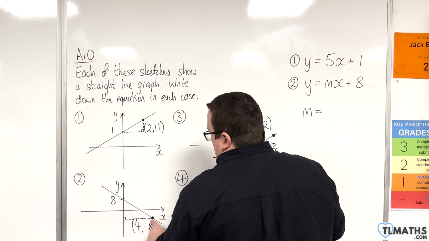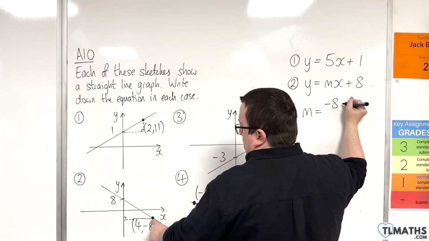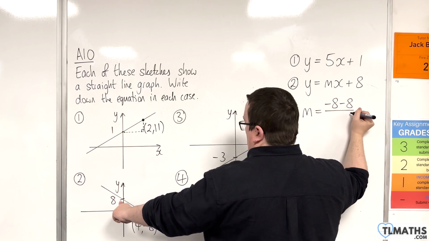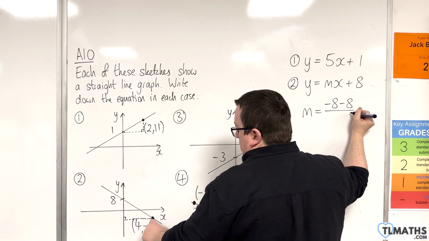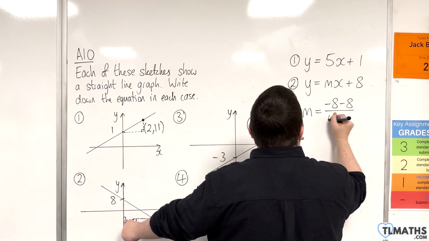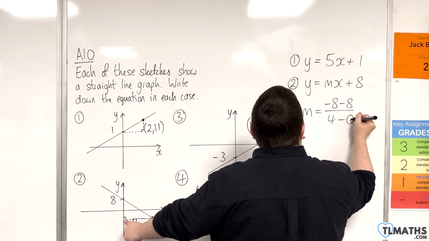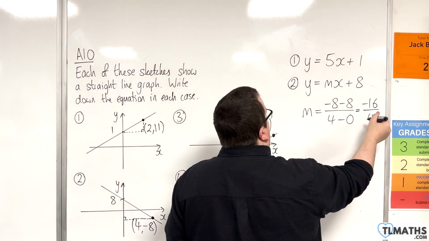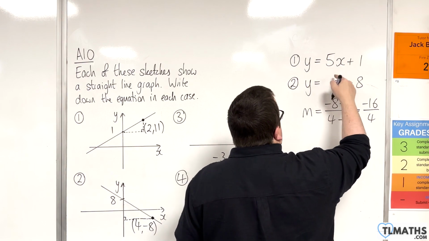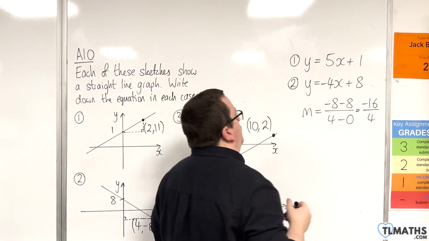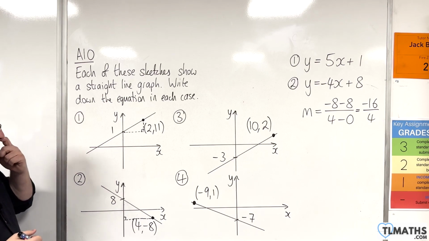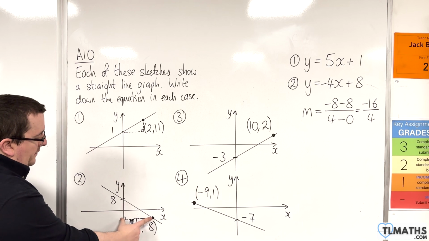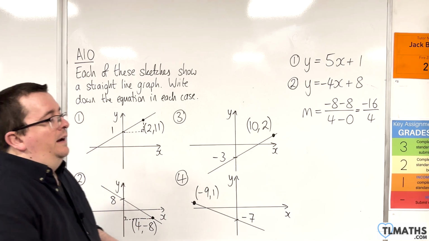So we've got minus 8, take away positive 8, divided by, that's a distance of 4, take away 0. So we have minus 16 over 4, which is minus 4. So the gradient here is minus 4. So y equals minus 4x plus 8. So that was from minus 8 to 8, so that's 16 divided by that distance there, which is 4. And it's a negative gradient.